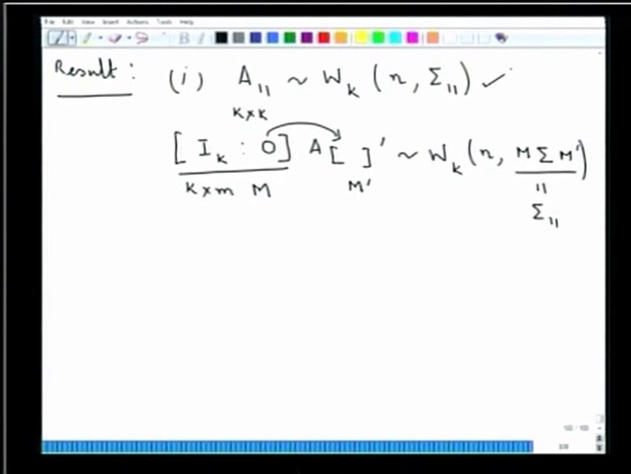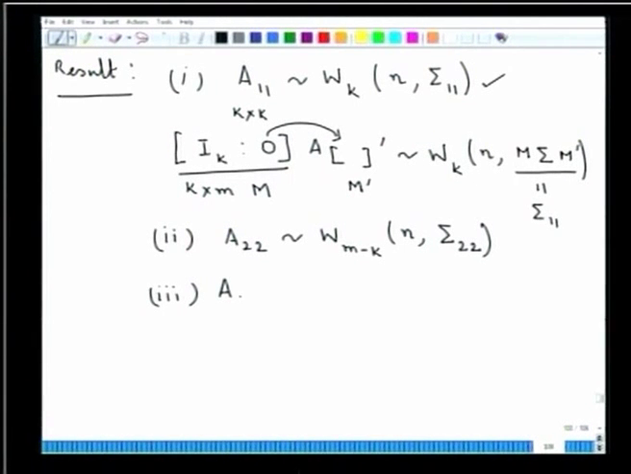Similarly, one also will have A22, the second block partitioning, which would have a Wishart distribution on m minus k dimensions with n as the degrees of freedom, and sigma 22 as the associated variance covariance matrix. This can also be proved. Let me write the third result, which is for the Wishart partitioning.